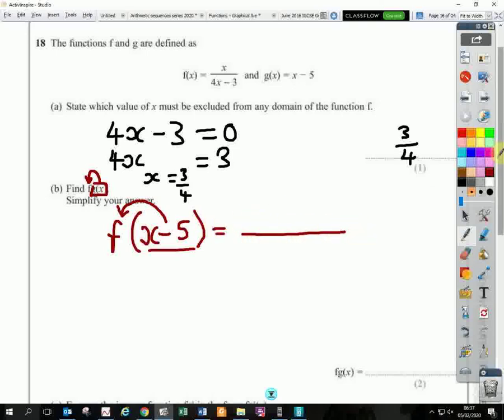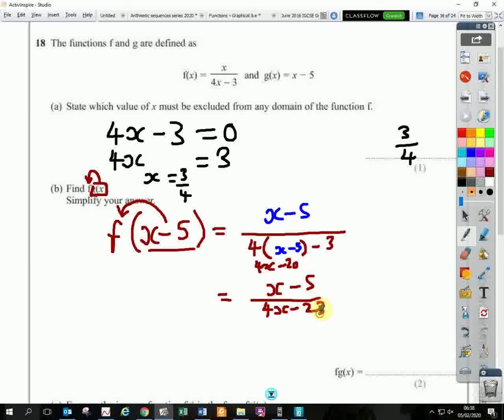Okay, so draw a fraction line. Remember, where you see x, write x minus 5. And then we have 4 times x, your new x, which is x minus 5, and then minus 3. So if we tidy this up a little bit, on the top we have x minus 5. In the denominator, if we expand, we get 4x minus 20. So you get 4x minus 20 minus 3 is minus 23. And this is the final answer to the question.